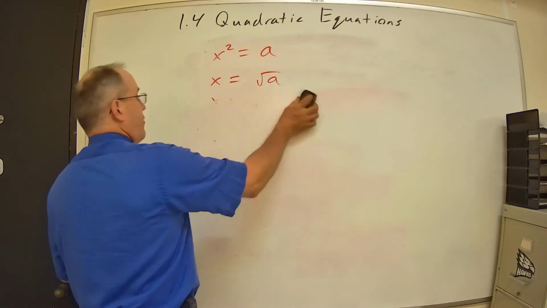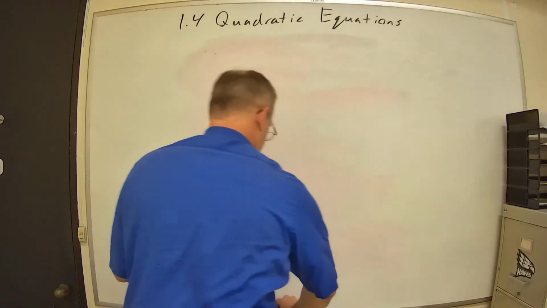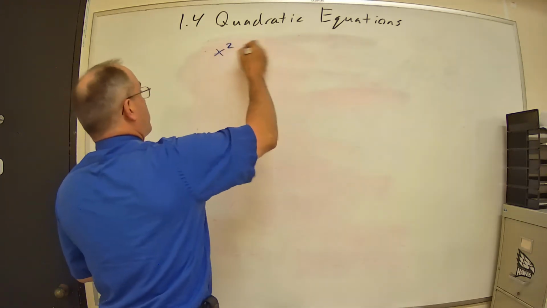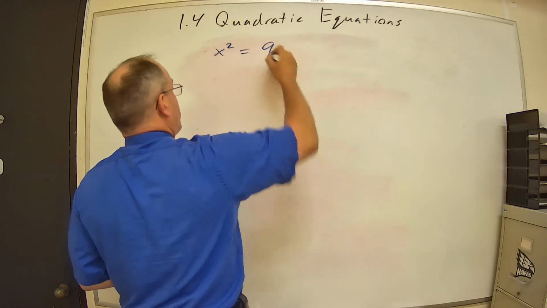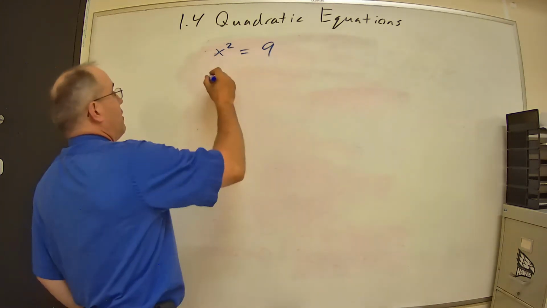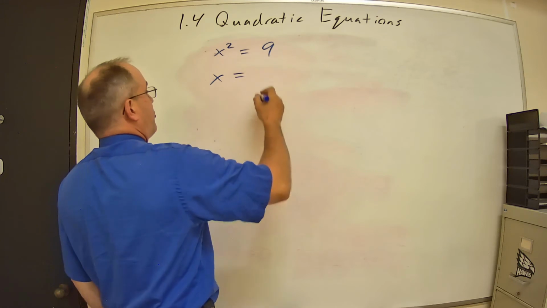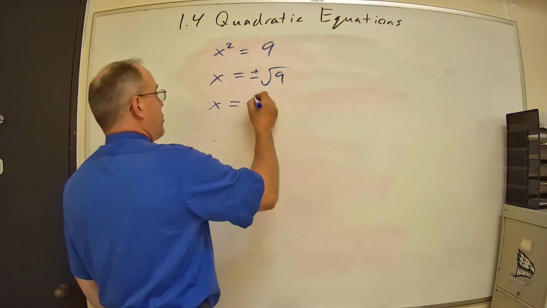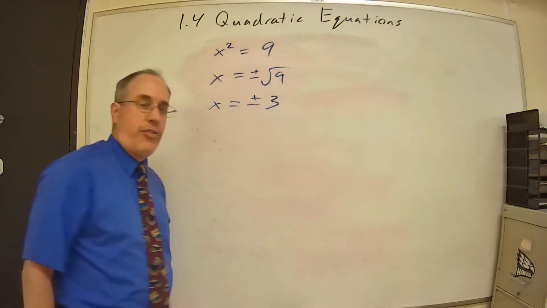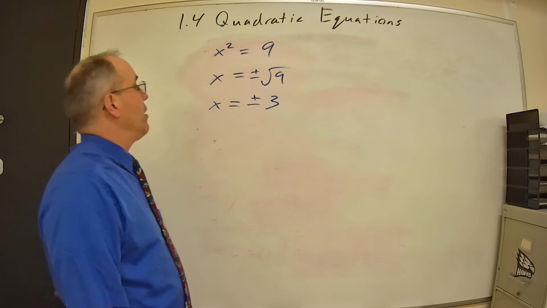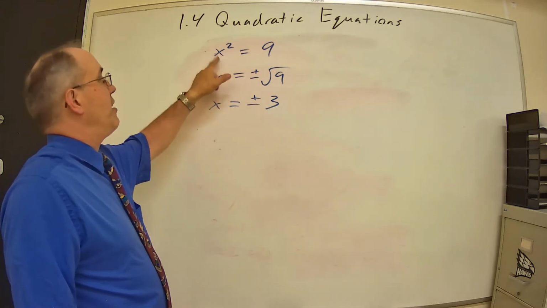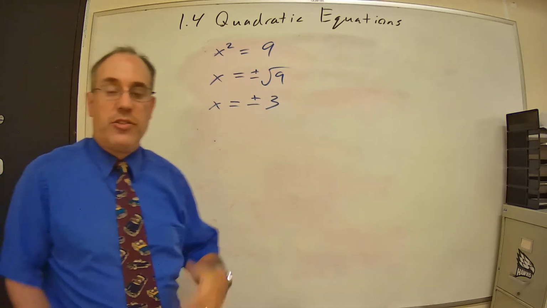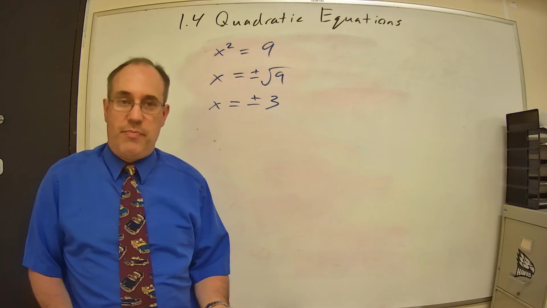So if I modify this slightly and say, okay, x squared is equal to 9, then x is equal to plus or minus the square root of 9, thus x is equal to plus or minus 3. And obviously if we plug 3 in, 3 squared is 9. If we plug negative 3 in, negative 3 squared is 9. So that works. So that's the basic idea of it.